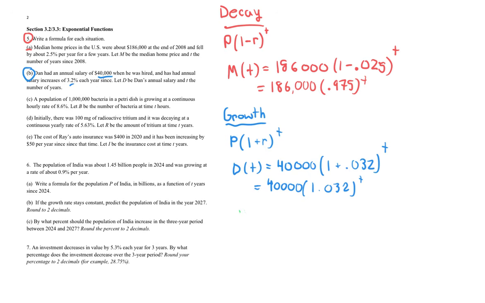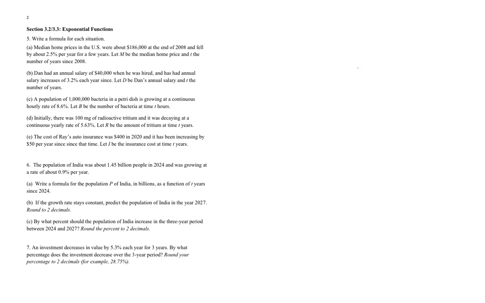So now we have our third type of exponential functions, which is continuous growth, which is going to be P E to the R T. So for this next one, we have 1 million bacteria, so that's P, times E to the rate, 0.086 times T.